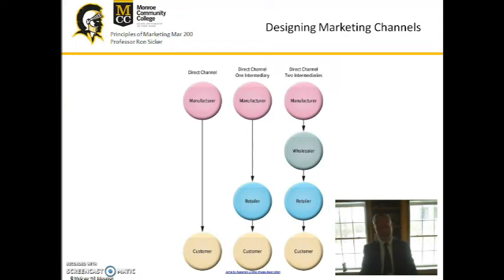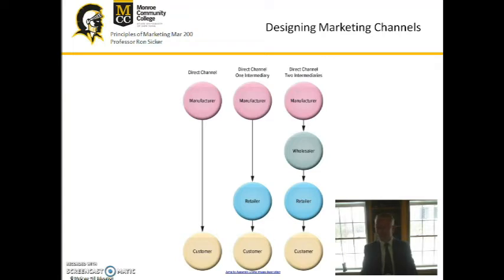Sometimes, not very often, you can have some dry goods, canned goods, and that type of thing that goes right from the manufacturer to the retailer if they're a smaller outfit. And then finally, most every product goes from manufacturer to wholesaler, wholesaler to retailer, retailer to customer.